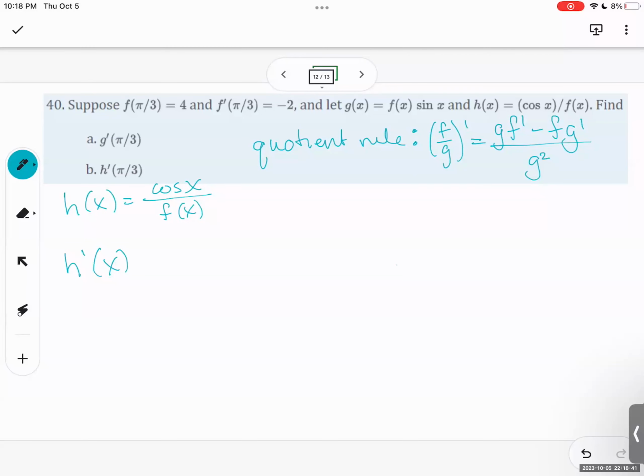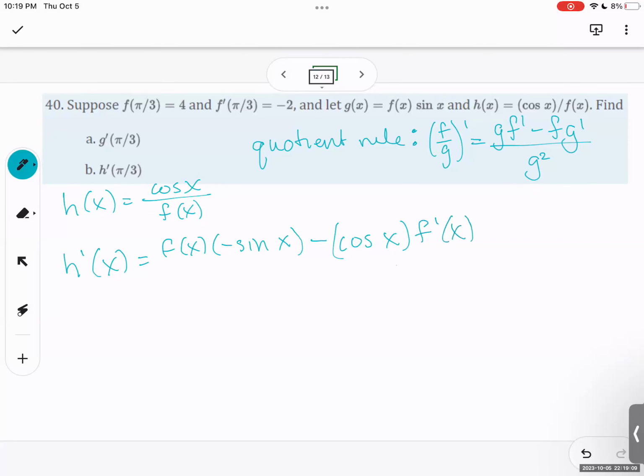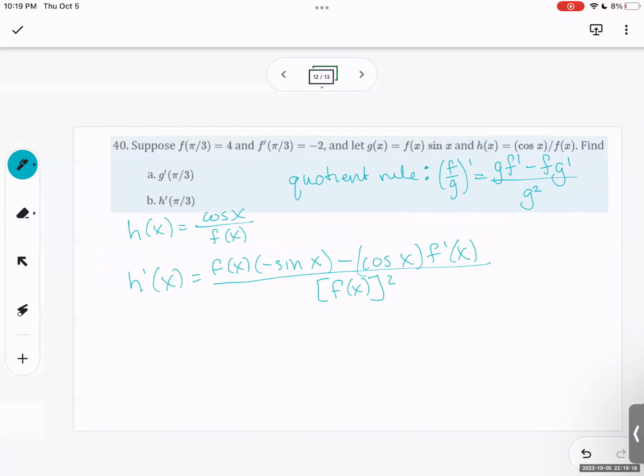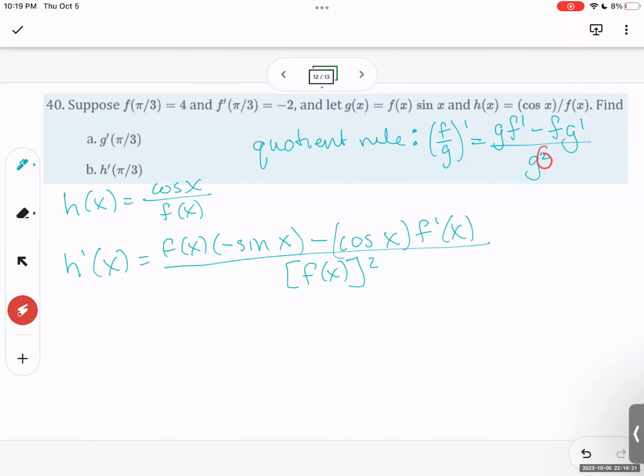So we have low d high, so f of x times the derivative of cosine, which is negative sine x, minus high, so our numerator, which is cosine x, times the derivative of the denominator, d low, which is f prime of x, divided by f of x squared, which is just our denominator squared.